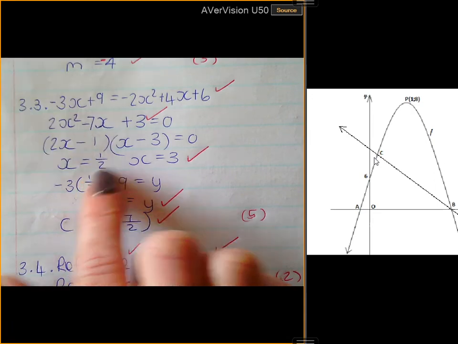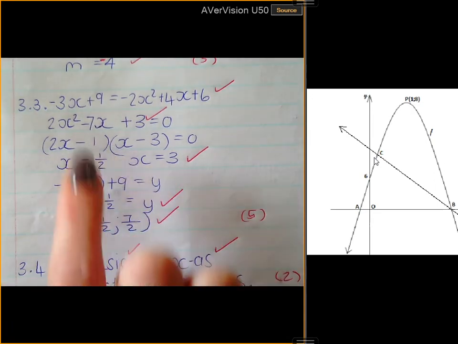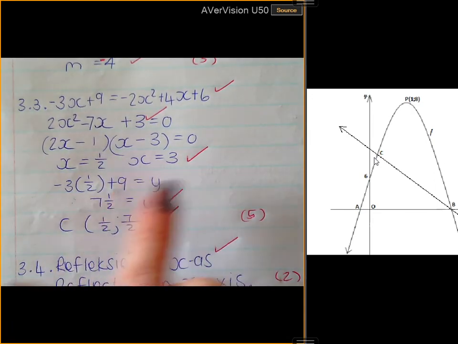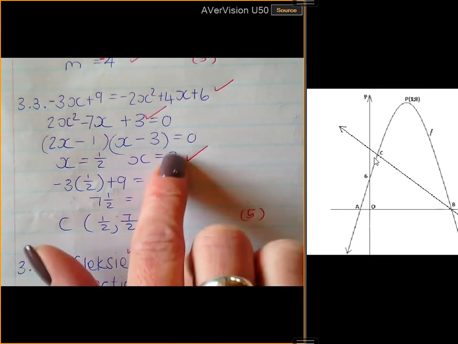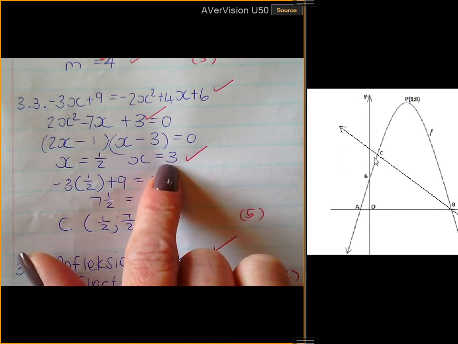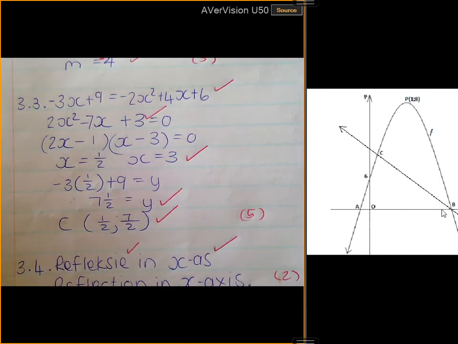Then you find x to be a half, x to be 3, substitute into either the straight line or the quadratic function, and then you find c, the coordinate of c, to be a half and 7 over 2. The reason I didn't use that x equal to 3 is because that was obviously that point B. So c was the one that's a half.